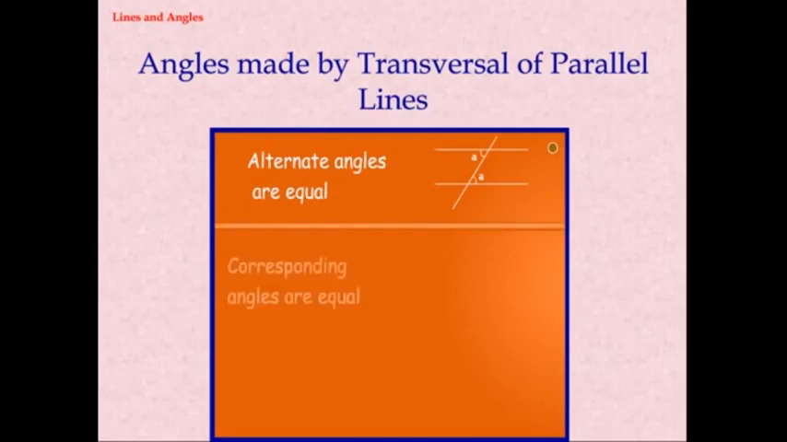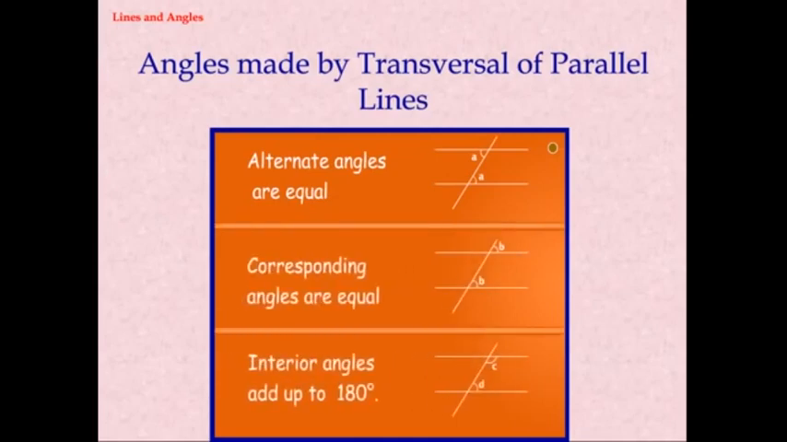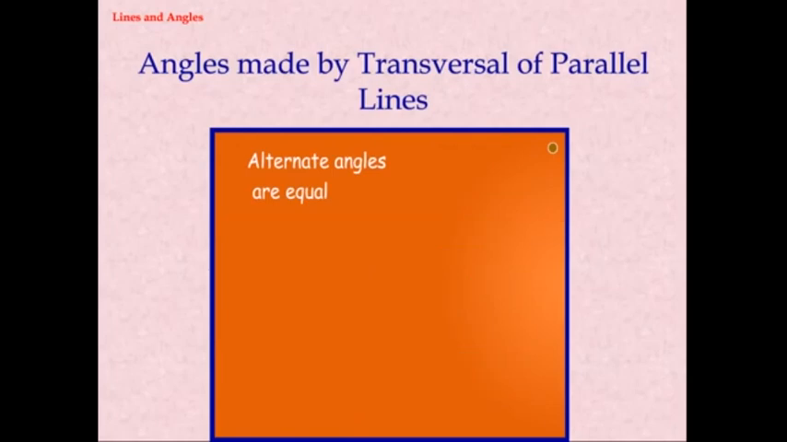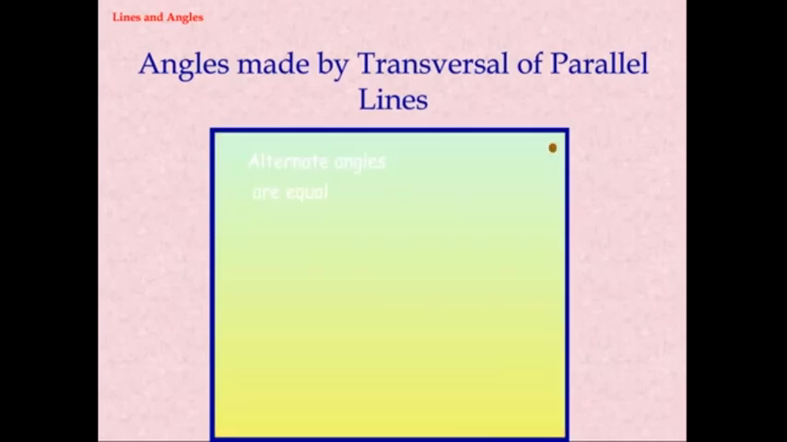Angle made by transversal of parallel lines. Alternate angles are equal. Corresponding angles are equal. Interior angles add up to 180. C plus D equals 180. Angles are equal.